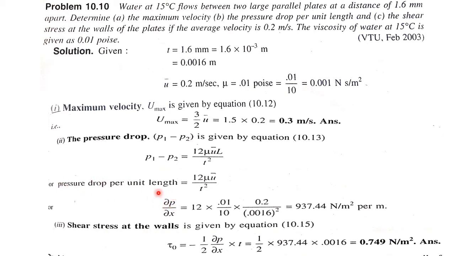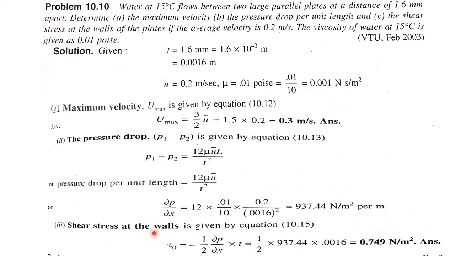We can also calculate by this formula, dou P upon dou X, that is pressure drop per unit length. Dou P, change of pressure in the X direction, that is nothing but P1 minus P2, is equal to 12 mu, 0.01 poise divided by 10. We have converted it in Newton second per meter square. Average velocity is 0.2 divided by T, distance T square. So my pressure drop per unit length is 937.44 Newton per meter square per meter.